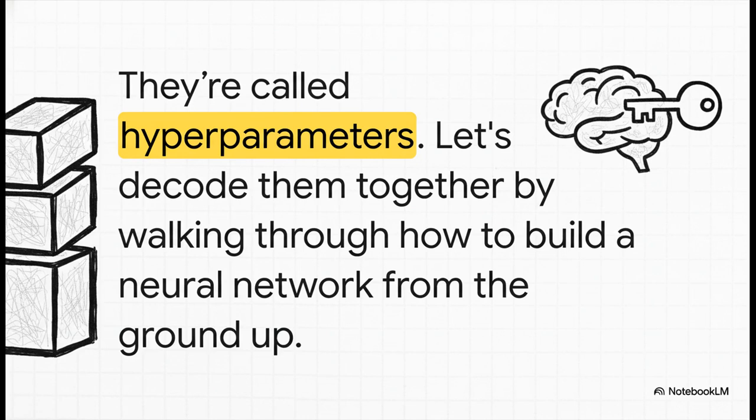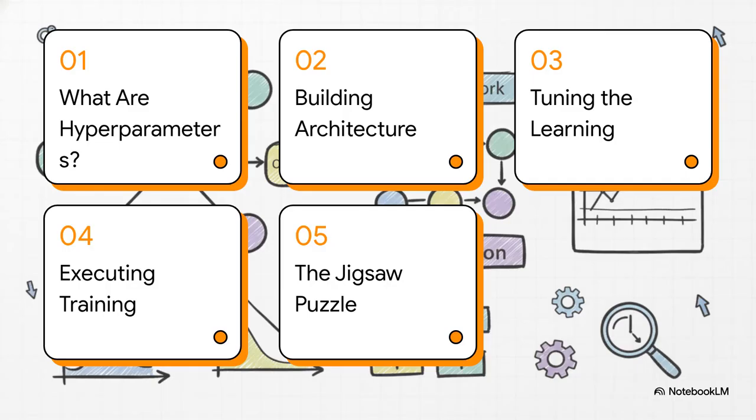Well, they have a name. They're called hyperparameters. And instead of just giving you a dry textbook definition, we're going to decode them together by actually walking through how you'd build a neural network step by step. Let's dive in.